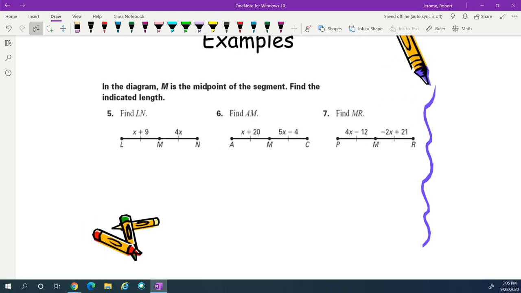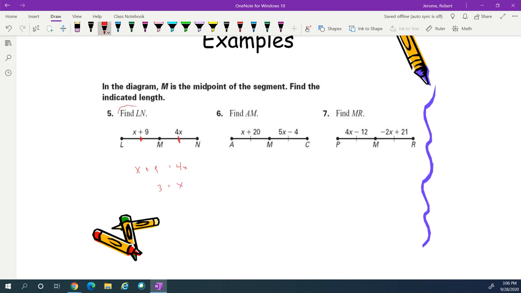So M is the midpoint of the segment. Find the indicated length. Well, let's think. If M is the middle, and they even showed us in these pictures, they're showing us that these are congruent. They put the little hash marks on there. So that just means x plus 9 is equal to 4x. And if we do a little bit of algebra, we get x equals 3.